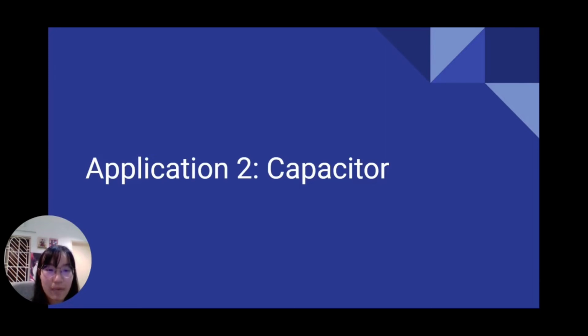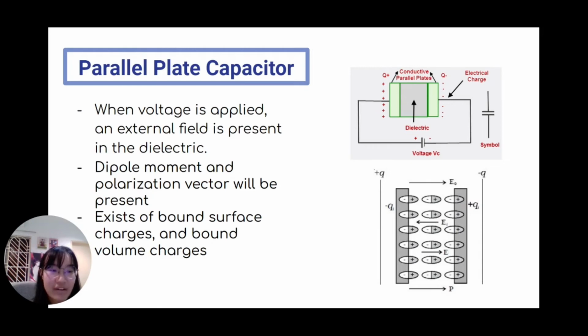Another application of polarization in dielectrics is the capacitor. In a parallel plate capacitor, there is a dielectric in between the plates. This dielectric is inserted to increase the capacitance of the capacitor as it can be easily polarized. Assuming that the capacitor is connected to a full circuit, when voltage is applied, an external field is present in the dielectric, where the direction of the field is from the plate connected to the positive terminal of the power supply to the other plate of the capacitor.